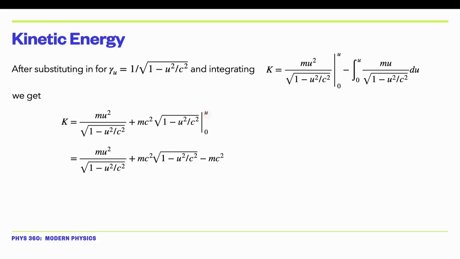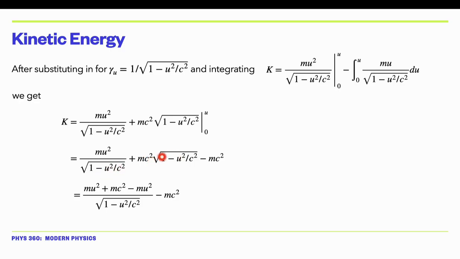When you plug in u, you get this expression. When you plug in 0 here, you get 1 minus 0, so the square root term is just 1. So you get an mc squared here for when you plug in the lower limit, so you get a negative sign out in front, because it's the lower limit. Okay, so now we put both of these on the common denominator here, so we multiply this expression by square root of 1 minus u squared over c squared.